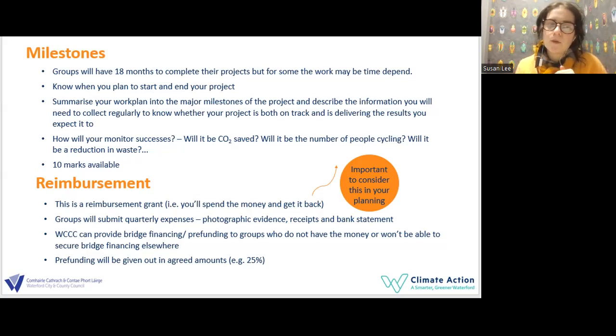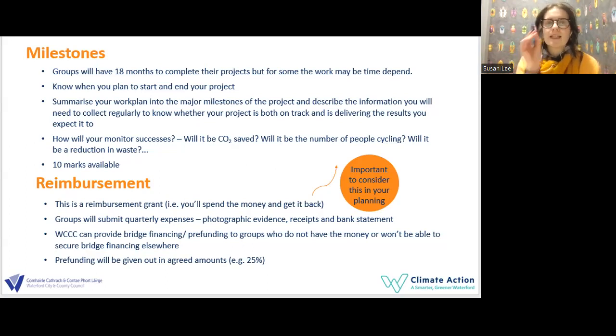Now, for those who are going down the pre-funding route, or even if you're using your own funds, pre-funding will only be given out in agreed amounts. So no one is going to get 100% of the project cost at the beginning of the 18 months. That's not going to happen. It'll probably be given out in 25% tranches.